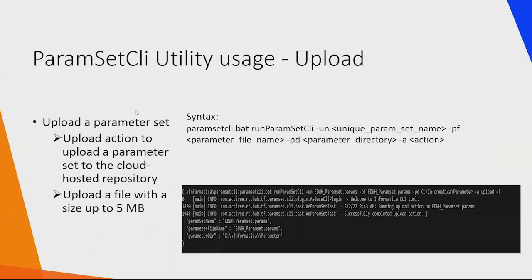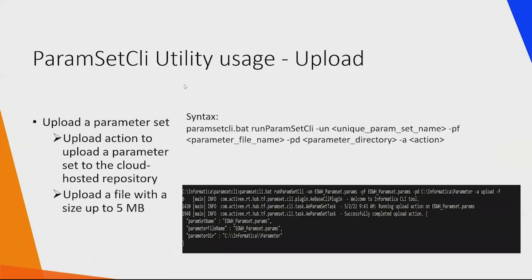So this param set CLI utility, what is its use, right? I told you there are different options that we have: we can upload the parameter set with this utility, we can download, we can list, and we can delete. So let's see each one of them.